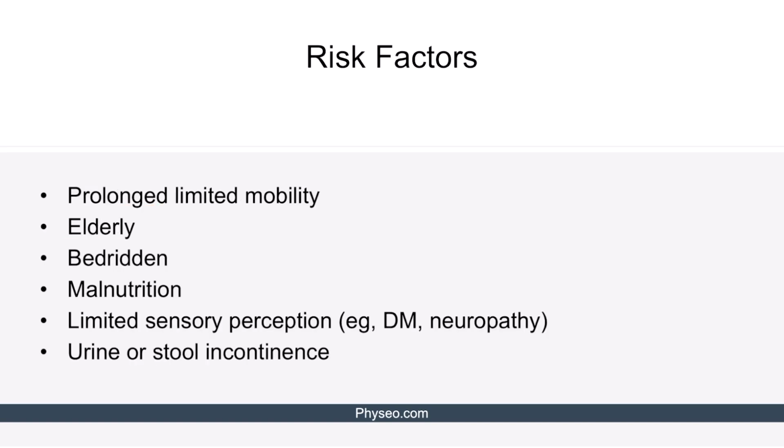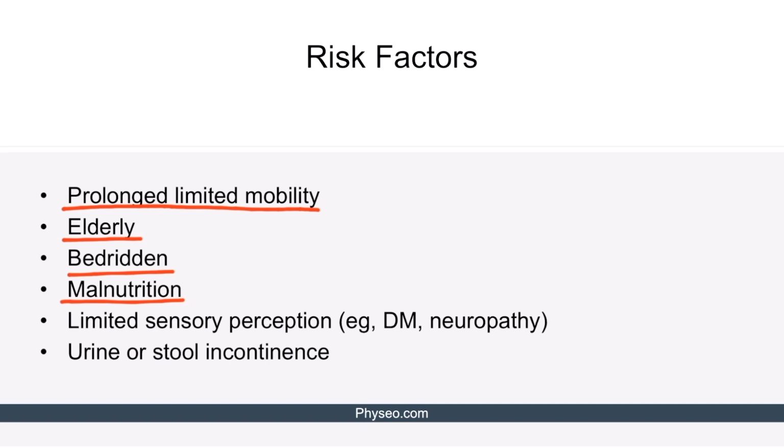Risk factors for developing pressure ulcers include conditions that subject patients to prolonged duration of limited mobility. These include elderly, bedridden patients. Malnutrition also imposes a big risk, as adequate nutrition is essential to ensure the body and tissue is viable.